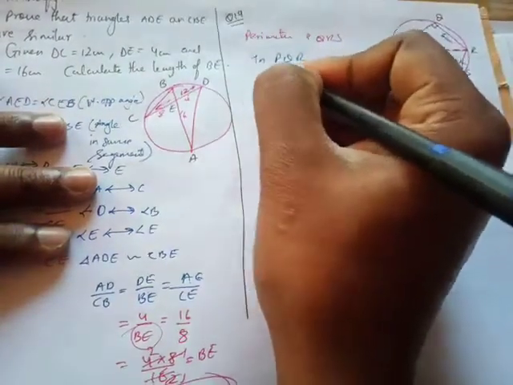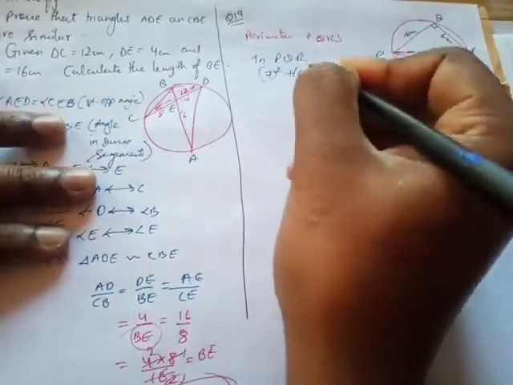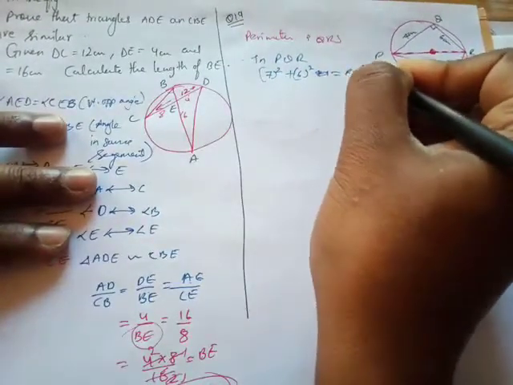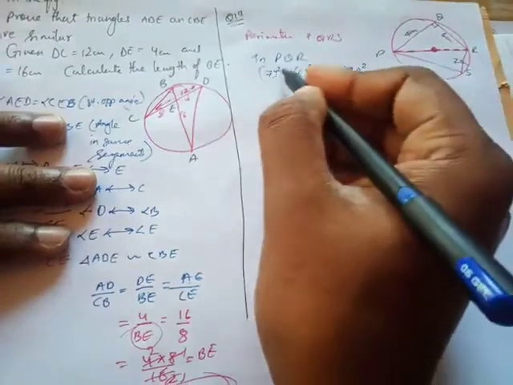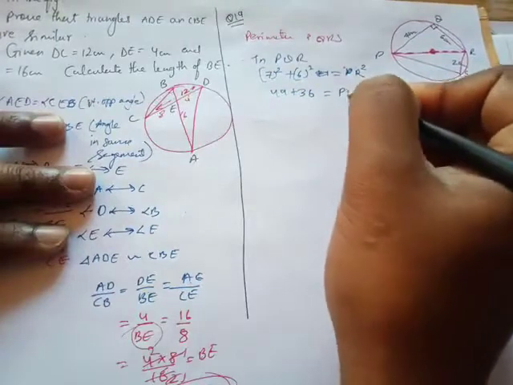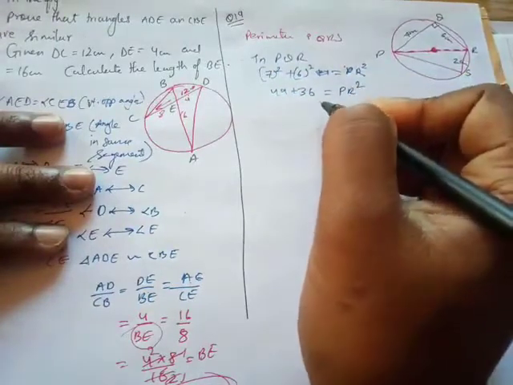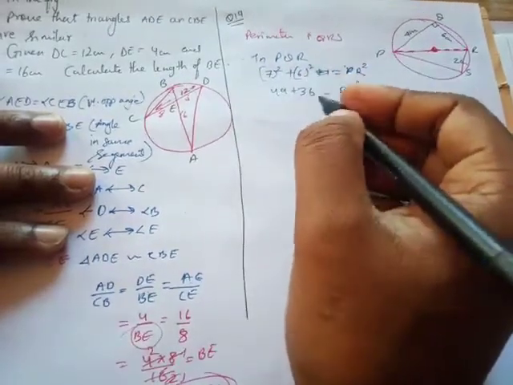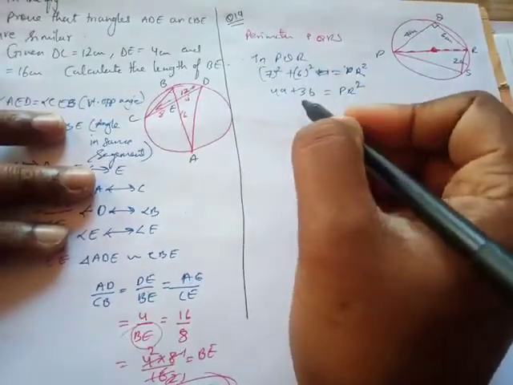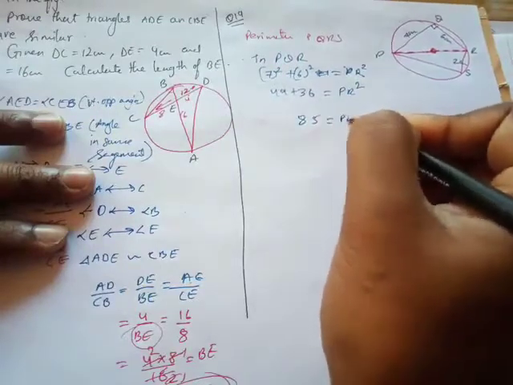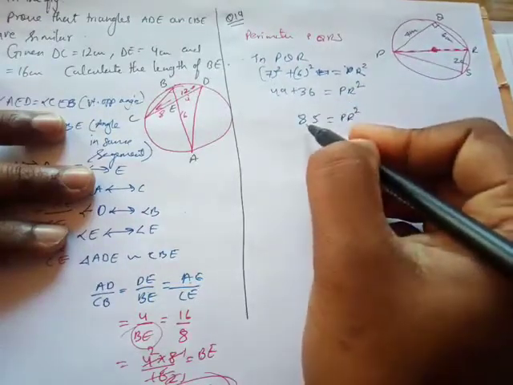So I'll say 7 square plus 6 square equals PR square. 7 square is 49, 6 sixes are 36, equals PR square. Okay, and when I add both of them, I'll be getting 85, PR square. But I need to find the square root of this also.